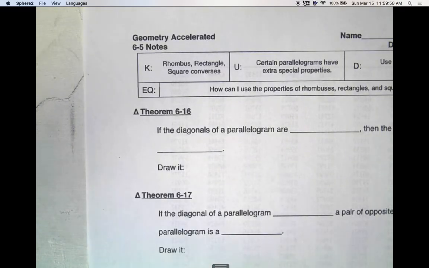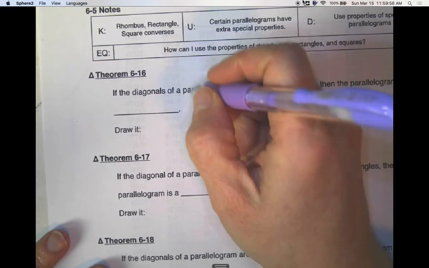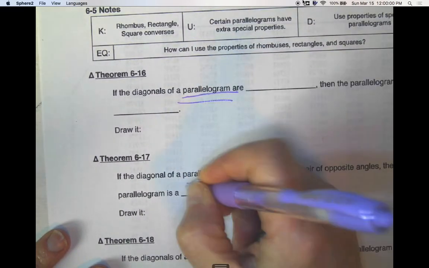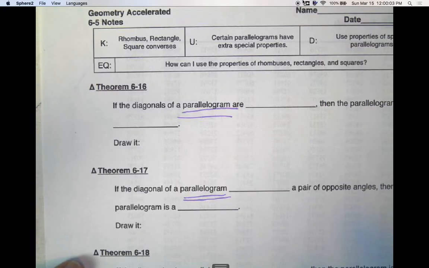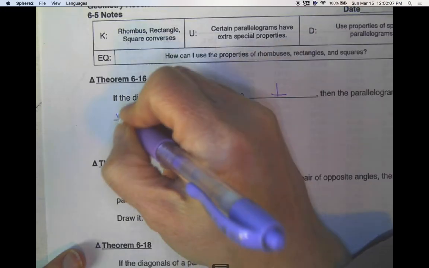All right, here we are. 6-5. 6-5 is basically the converse of everything that you just learned, so not too different. Again, we're assuming here that we have a parallelogram. So if the diagonals of a parallelogram are perpendicular, then the parallelogram is a rhombus.